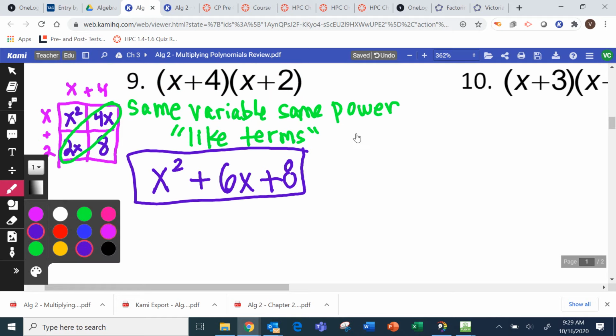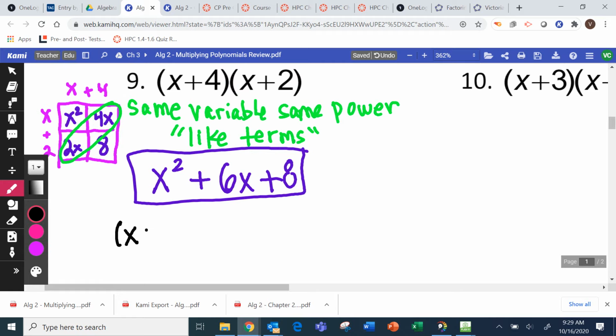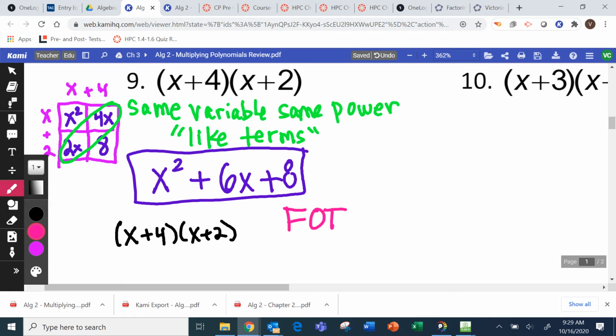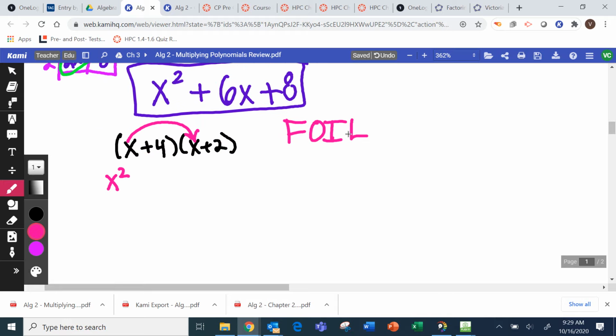And then the other method, exact same question. There's actually more methods than this, but the other method I'm going to do today is the FOIL method. And that's where we do first, which we take x and we multiply it by x, which is x squared. Then O stands for outer, so this is first. This is outer. This is inner.